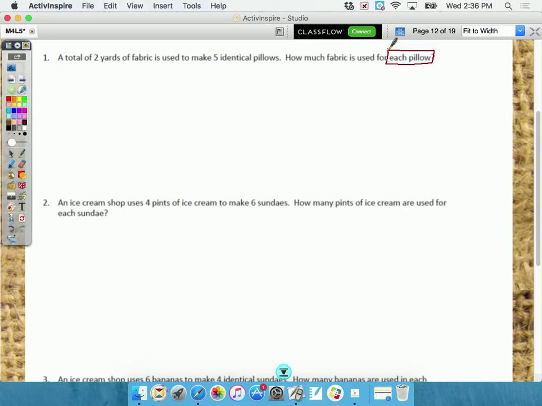All right, so how many pillows do I have? 5. That's my divisor. So where do you think the 2 goes? In front of the 5. Okay. Anybody know the answer? 2/5. Okay, we have several more things to show though.